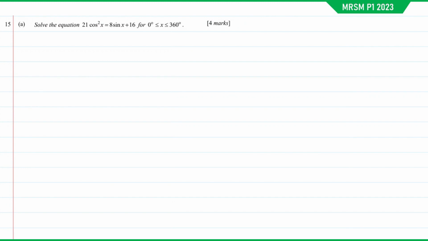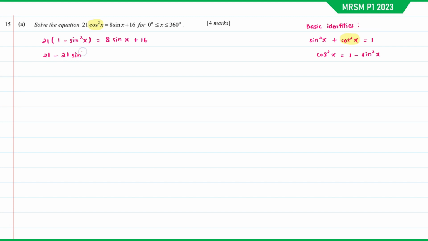Question 15a. Solve the equation 21 cos²x = sin x + 16 for x between 0 and 360. Now refer to the basic identity sin²x + cos²x = 1. We are going to substitute the cos²x here with 1 minus sin²x. So 21 times (1 minus sin²x) is equal to 21 minus 21 sin²x.